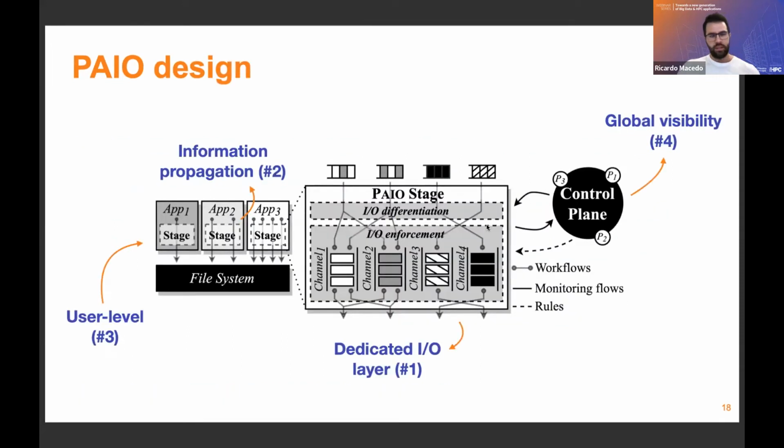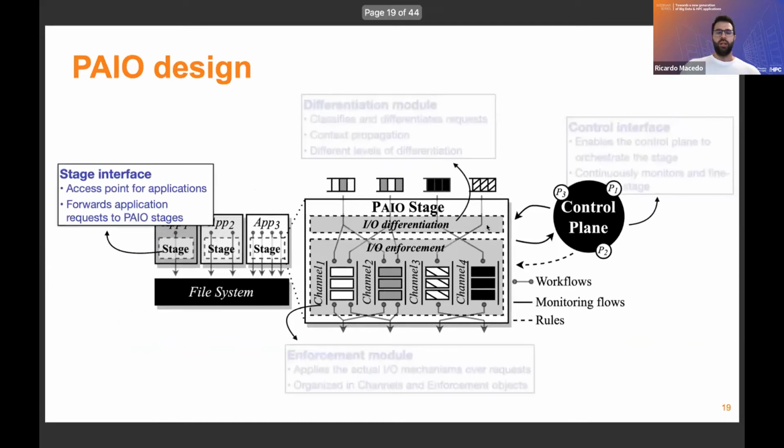So let's see how PIO works and how its design addresses the challenges I've been discussing. First, PIO is provided as a user-level library that allows system designers to build custom-made data plane stages. Each data plane stage can sit within or between IO layers, so within an application or between an application and another layer, such as the file system, and it is provided as a dedicated IO layer with its own logic. PIO operates at the user level and communicates throughout the entire execution with a control plane that has global visibility. PIO provides four main modules.